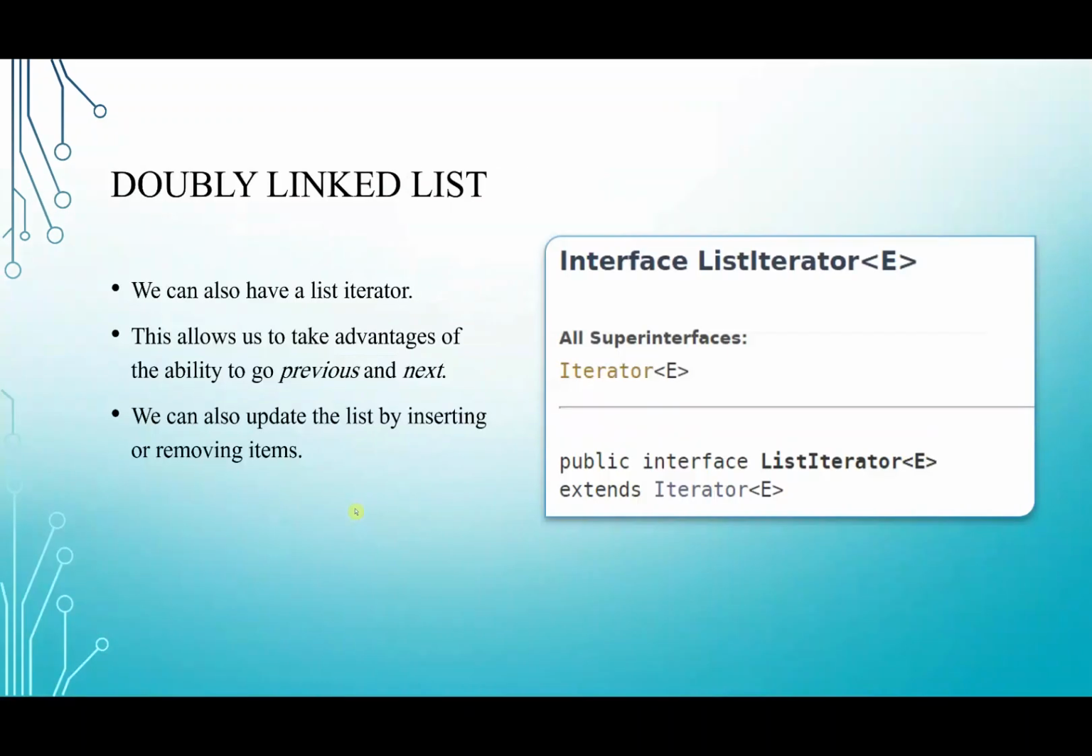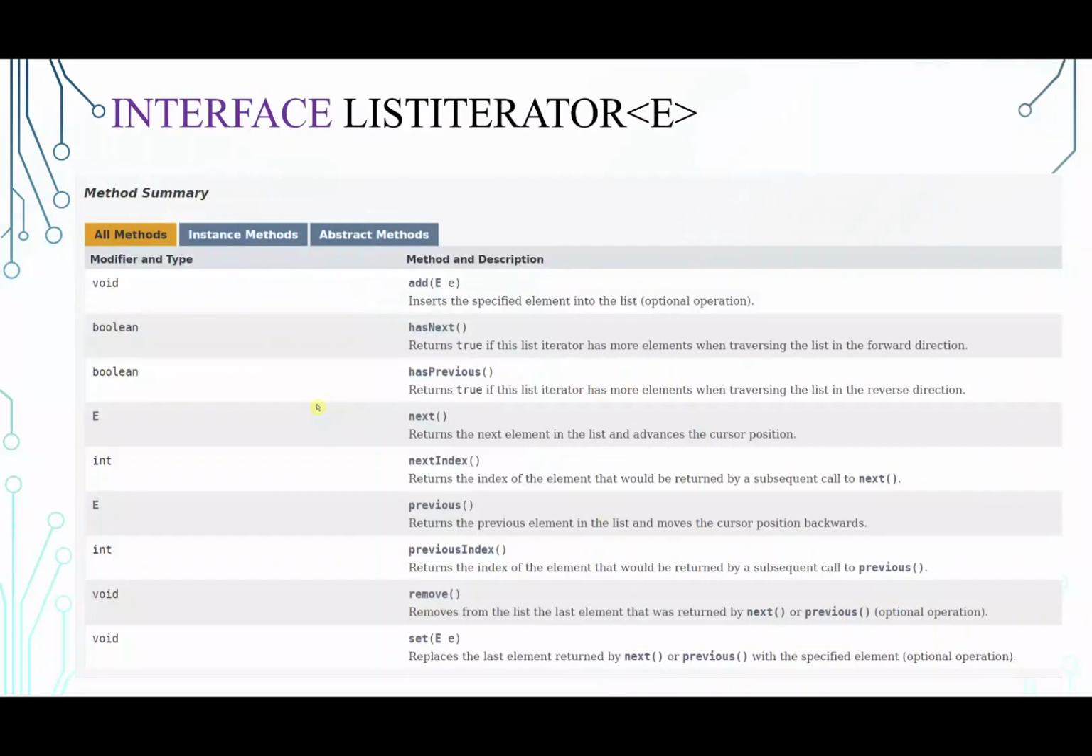Okay, so for the doubly linked list, we can have a list iterator, by taking advantage of the previous and next pointers in our doubly linked list. So we can also update the list by inserting or removing from it, right? To add to it, so inserting to the list, removing from the list.